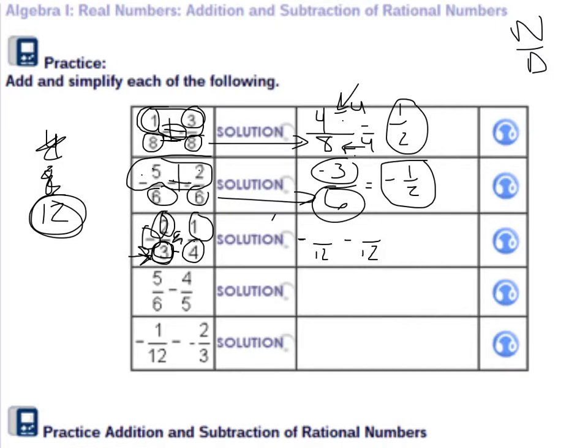What did you multiply 3 by to get 12? Well, you multiplied it times 4. So that means you have to multiply its numerator by the same thing. Both those have to be multiplied by the same number, which would be 4. 2 times 4 is 8. Same thing over here, but with a different number. What did you multiply 4 times to get 12? You multiply it times 3. So you've got to multiply the top times 3.